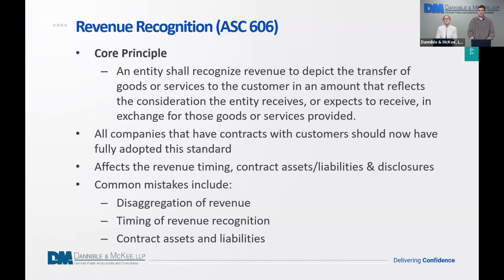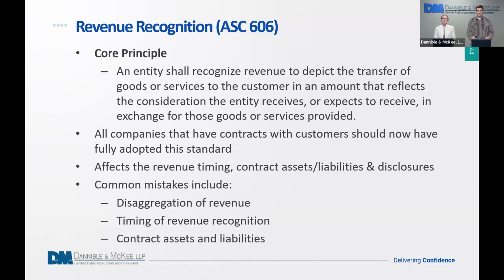The core principle behind ASC 606 is that an entity shall recognize revenue to depict the transfer of goods or service to the customer. When does control, which is the key word here, transfer over to the customer? And then you should be recognizing that revenue in an amount that reflects the consideration that the entity receives or expects to receive in exchange for those goods or services provided, which in essence is typically always going to be the contract value.